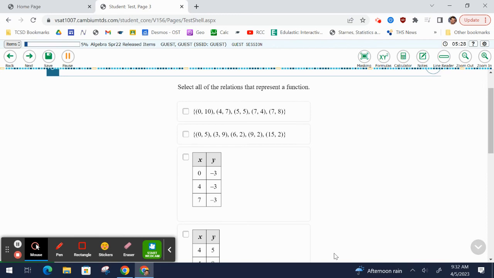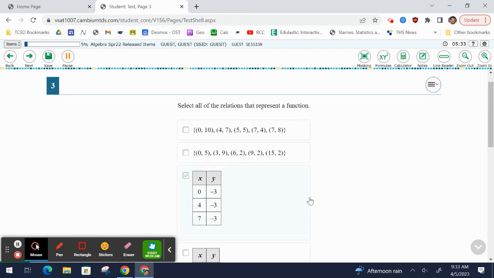Algebra OST Spring 2022 released items, question number 3 here. So it says select all the relations that represent a function. Notice it says select all, and notice the boxes, right? So this is not a multiple choice. There is not just one answer potentially. There could be more than one answer.